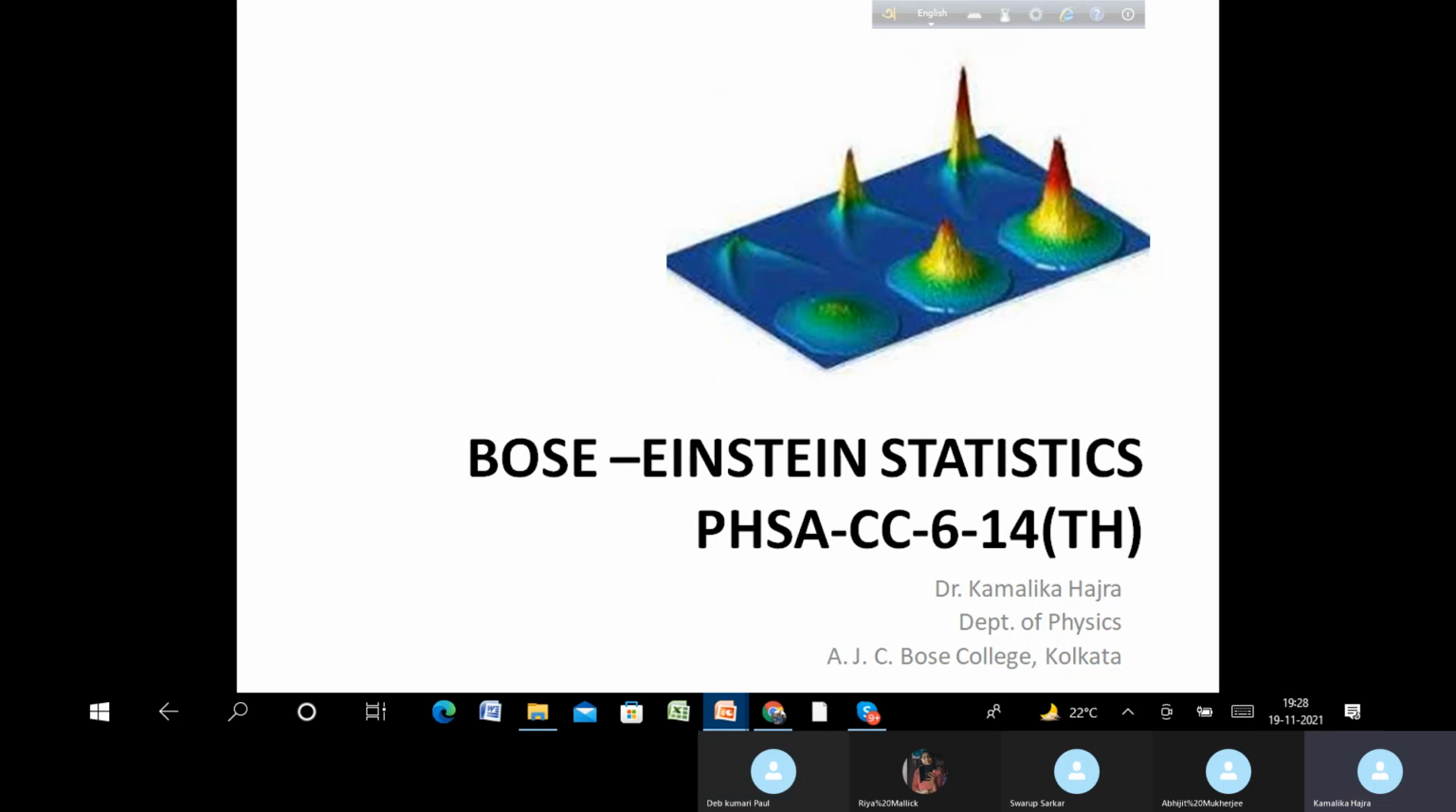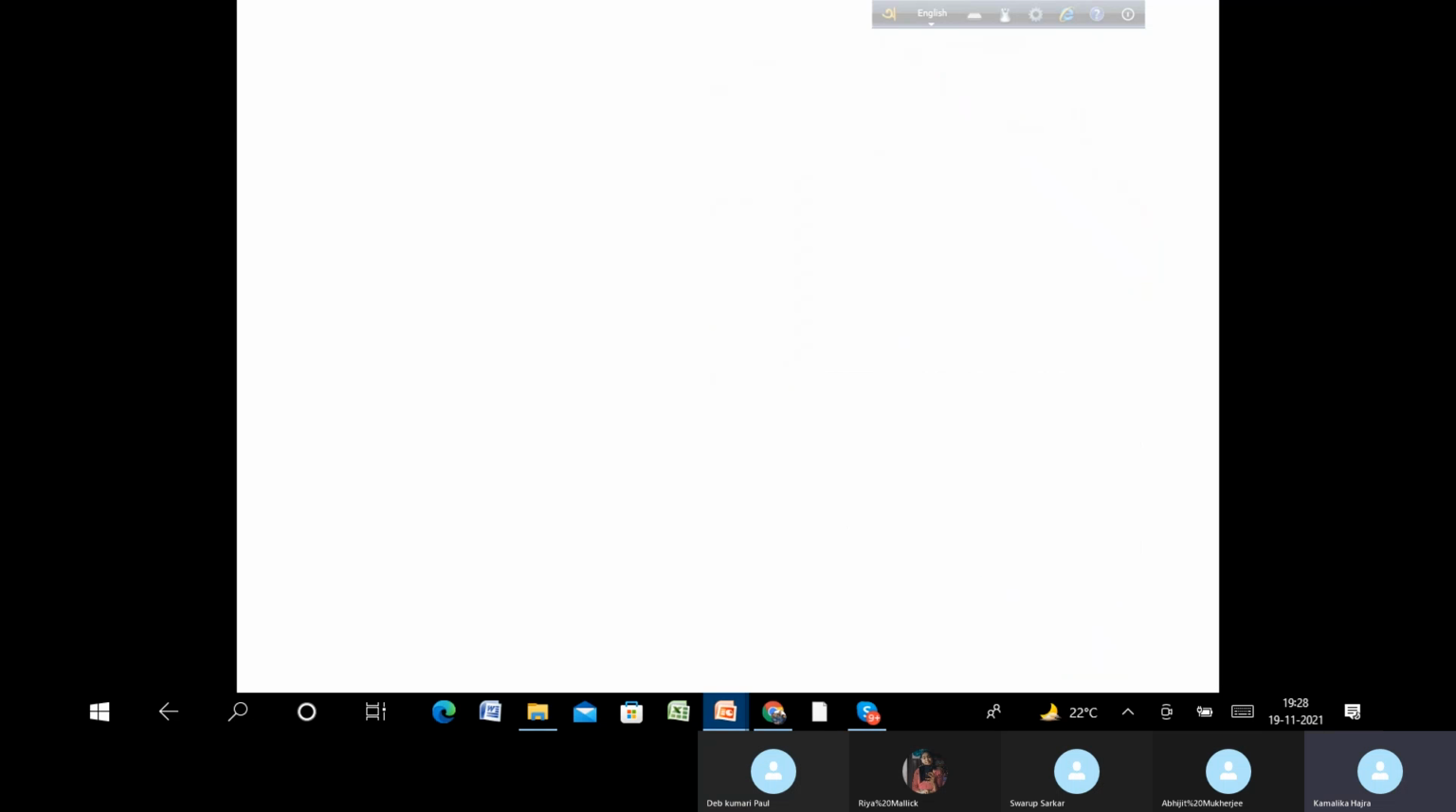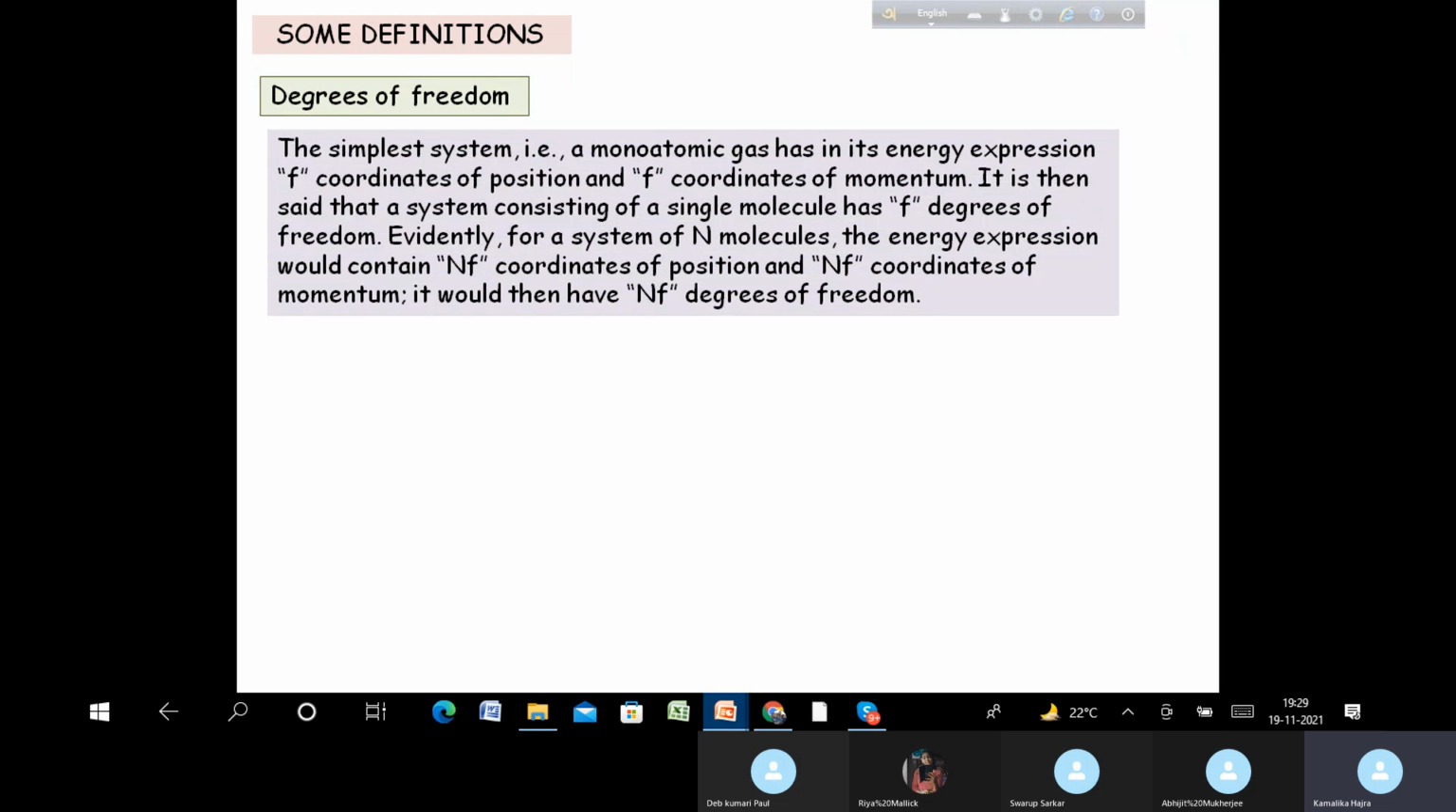Yes, ma'am. Okay, so we had started with Bose-Einstein statistics and we had discussed a few definitions. I quickly just mentioned what the definitions were. So we learned what degrees of freedom are. We just know that if there are f coordinates required to describe the energy of a particle in a system, and if there are n particles in the system, then the total number of degrees of freedom is n multiplied by f. Okay, so f is the number of degrees of freedom.